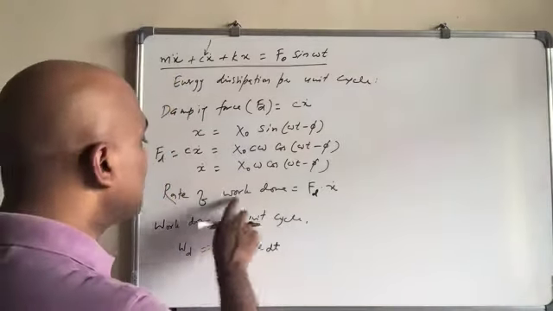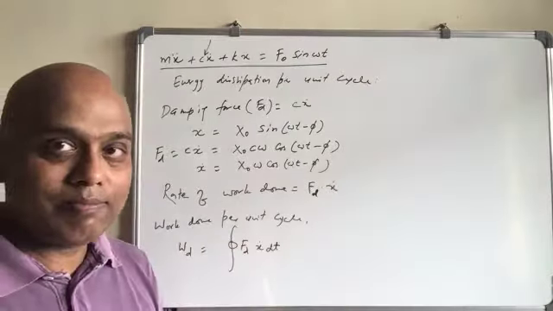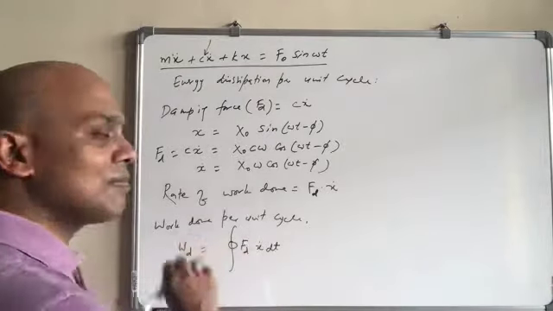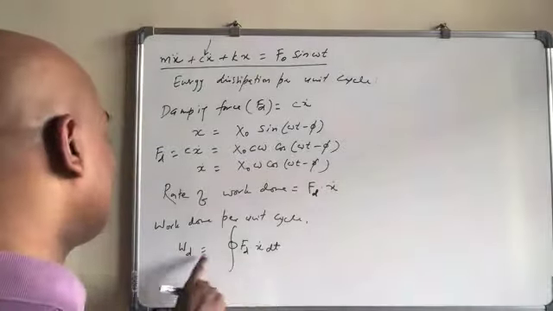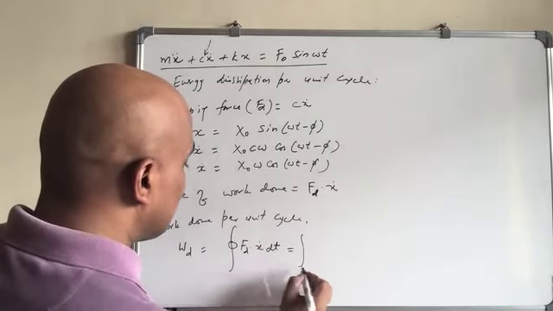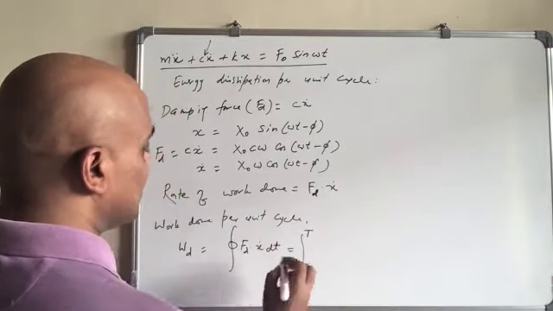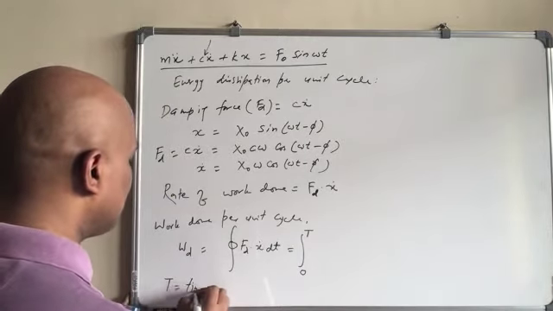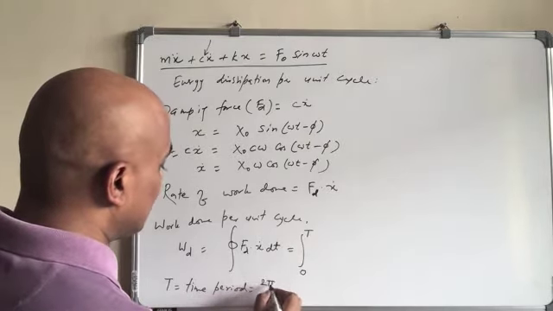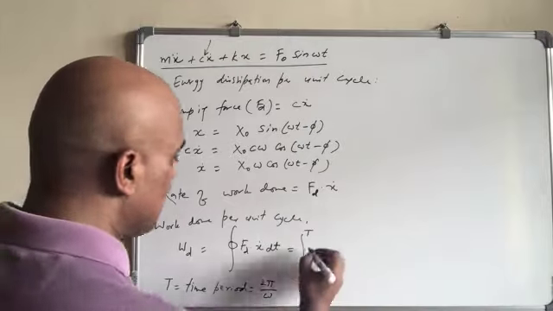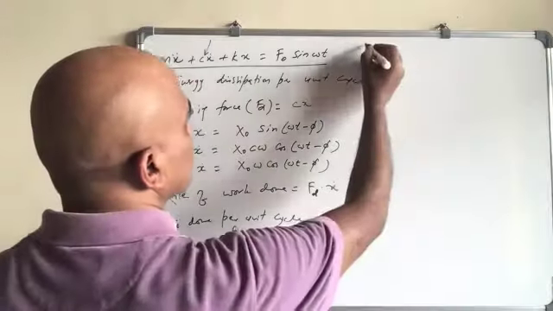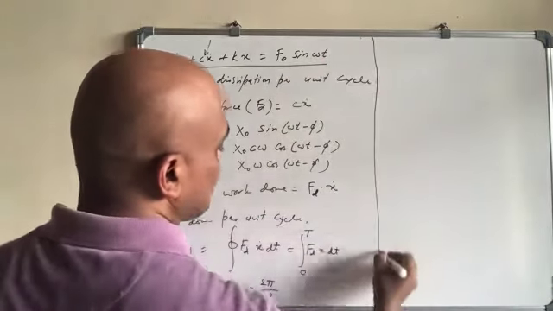So this is the rate of work done, meaning work done per unit time, multiplied by dt, a small time, and then integrated over one full cycle. So this is the work done per unit cycle, which will be from 0 to big T, where big T is the time period, which will be equal to 2 pi over omega. So this will be equal to the integral of Fd x dot dt. So far we have that.